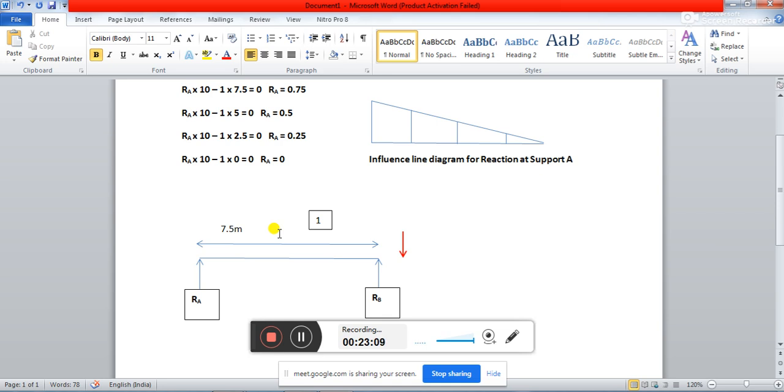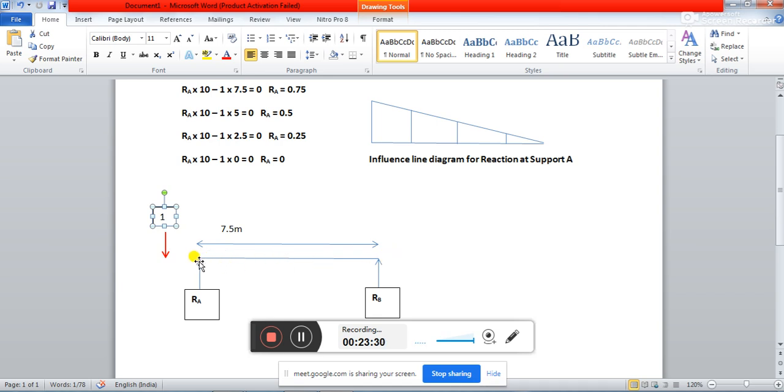So let us try to see. What we are saying, this unit load, again I am bringing it over here. So the unit load is just outside the beam. Now let us say this unit load is changing its position along the axis of the beam.